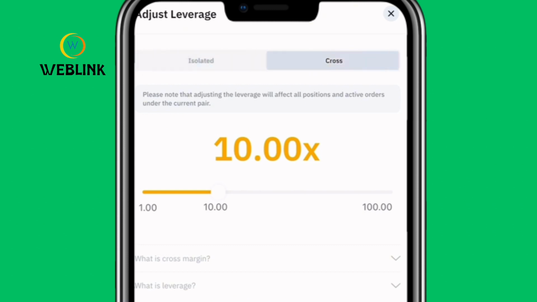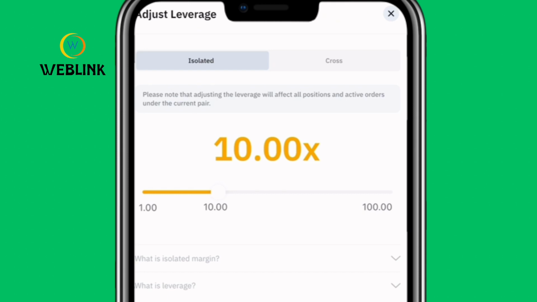Now what's the difference between them and when can you use one? Now for isolated margin, let's say for example you have $500 in your derivatives wallet and you want to enter a trade with just $100. Now if you enter that trade with $100 and let's say you lose that trade, you are only going to be losing that $100 that you used to enter the trade.